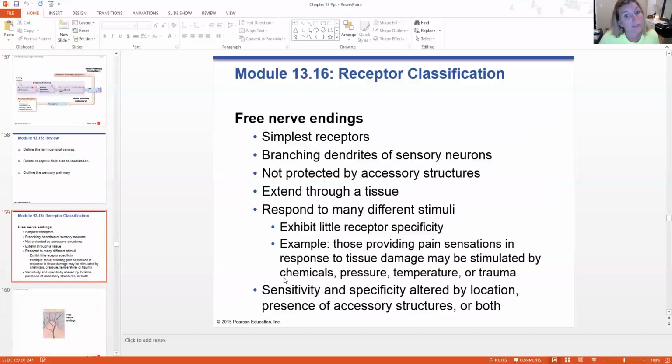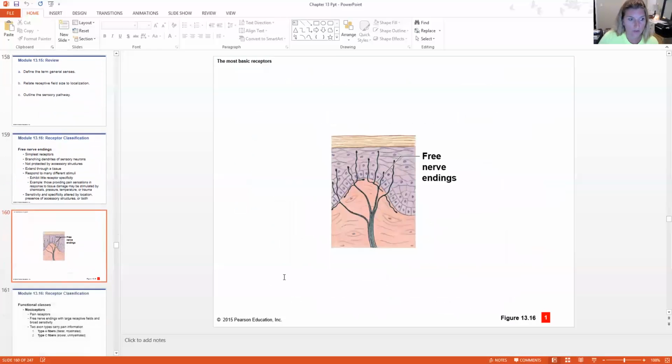They can be free nerve endings. These are the simplest receptors. They are branching dendrites of some type of sensory neuron. They're not protected by accessory structures. They extend through a tissue typically, and they respond to several different stimuli and exhibit very little receptor specificity. So pain sensations and chemicals and pressure can all be detected by these free nerve endings. It's the same impulse no matter what. And there's those free nerve endings.